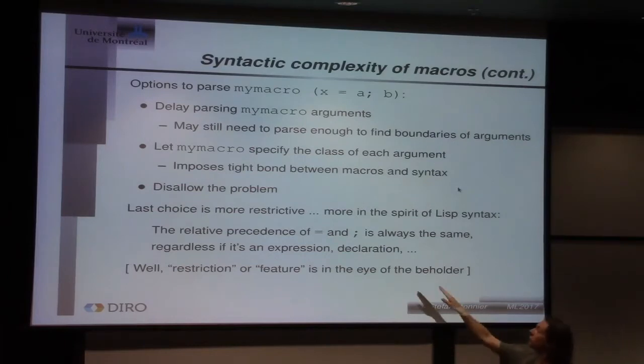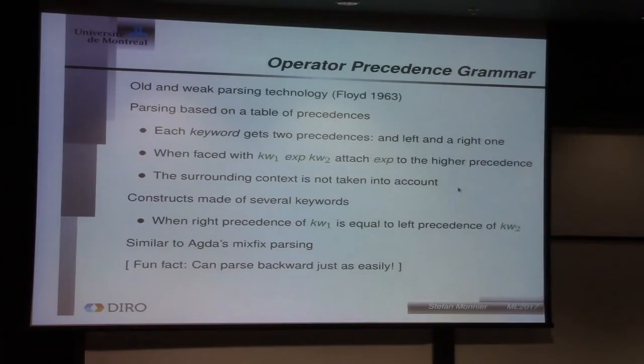So I basically enforce that the relative precedence of operators is the same everywhere. And of course, that's a feature, not a restriction. So how do I enforce this? I enforce this very easily by just using a very weak syntax, a weak parsing technology. In this case, I use the operator precedence grammar, which was defined fairly recently compared to the Leibniz equality.